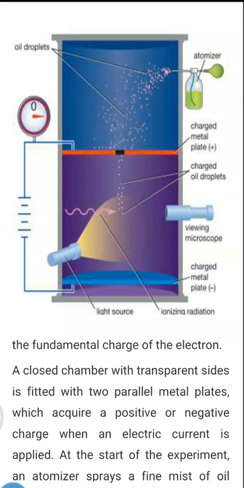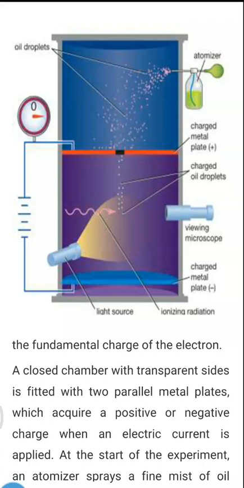When the field is switched on, the negative charge will be attracted towards the positive charge, so towards the positive plate. Under the effect of gravity, the oil drop would like to come downward. But due to the presence of this electric field, it will try to move upward since the positive plate is in the upward direction. So both these fields, the electric field and the gravitational field, were balanced. So once the fields were balanced, then what happened?